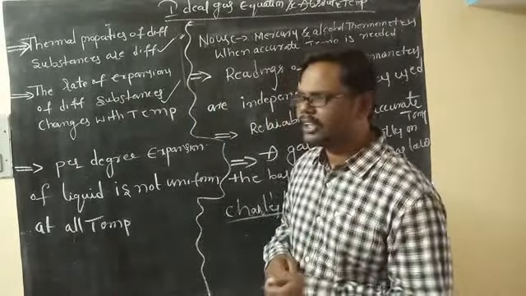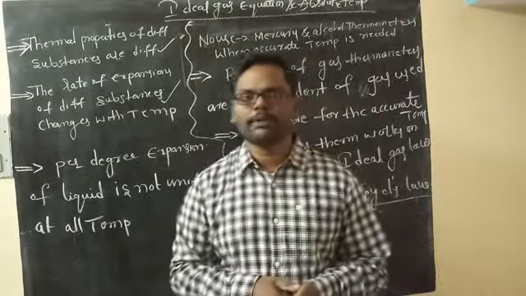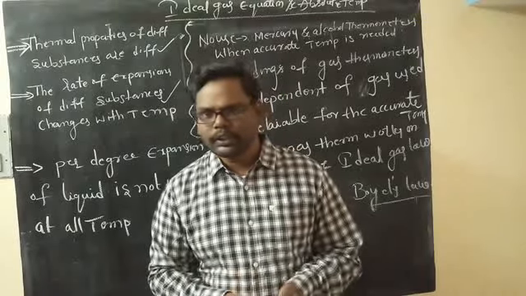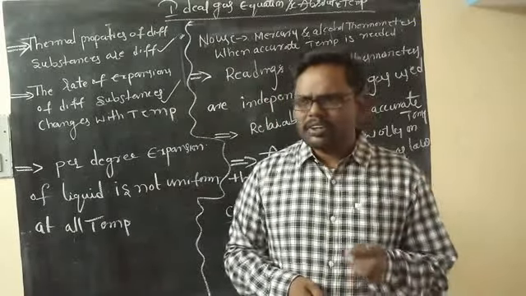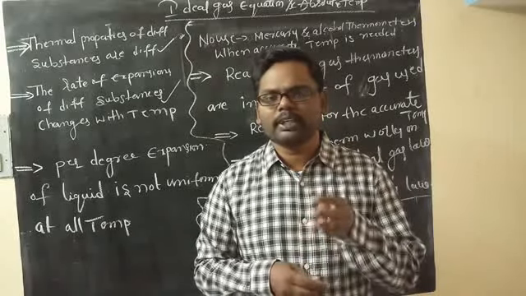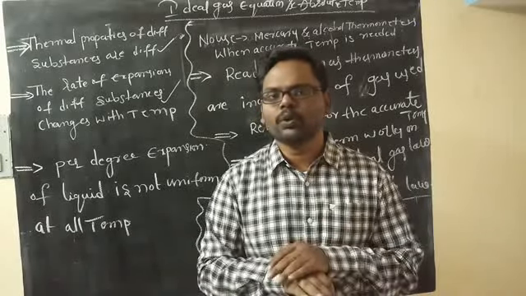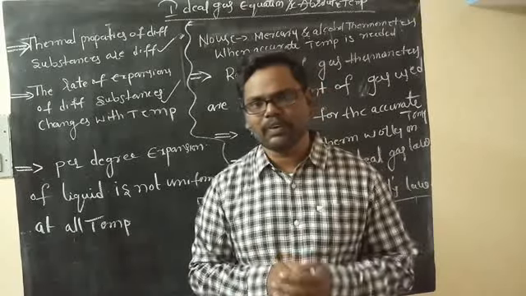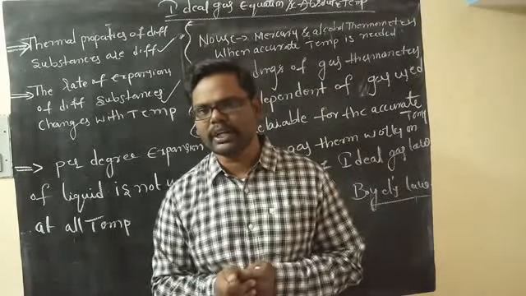Let's get into the topic, that is the ideal gas equation and absolute temperature. When a mercury thermometer and an alcohol thermometer are used to find the temperature of a substance, they may not show the same temperature readings actually. What is the reason behind that? We have a reason behind that.